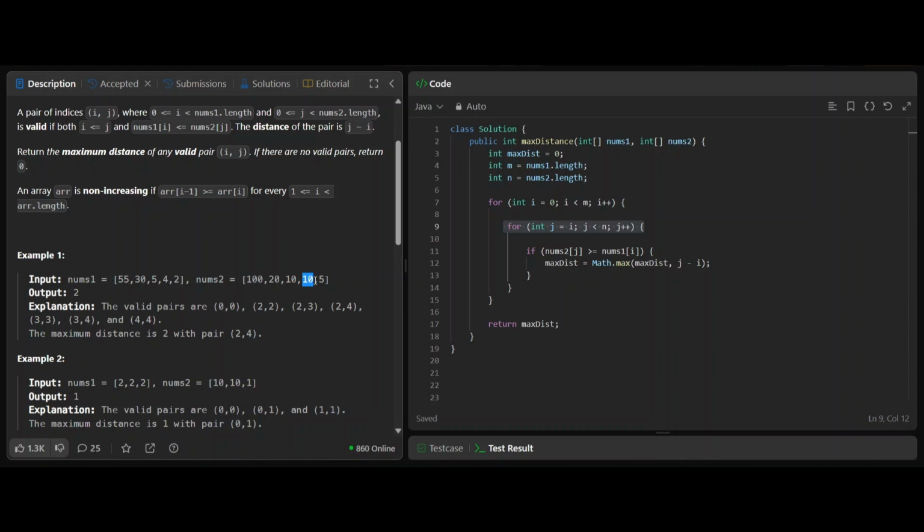So we'll update the distance. Let's say here we have 32, or let's say 28. So this is not a valid pair, because the number at nums2 is smaller. So we cannot take this. It means the maximum distance I got for 30 is 2. Got it?